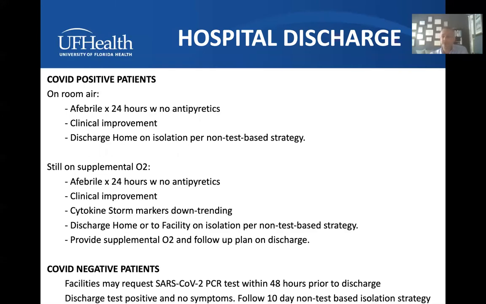For patients with severe COVID-19 disease who are still requiring supplemental oxygen at nasal cannula with low flows, the same principles apply, and I would add that their cytokine storm markers should show a downtrend. You should provide them with supplemental oxygen and have them follow up with their primary care doctor within 1 to 2 weeks to determine the continued need for oxygen. Accepting facilities should not request discharge PCR tests on patients who are previously positive, now that we are moving to the non-test-based strategies. That is because we know they can be persistently positive.